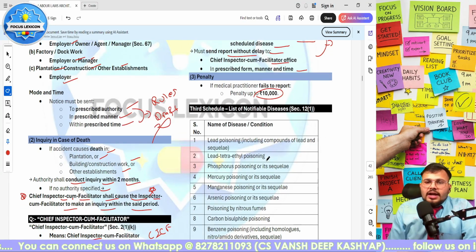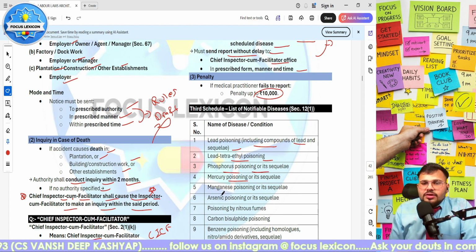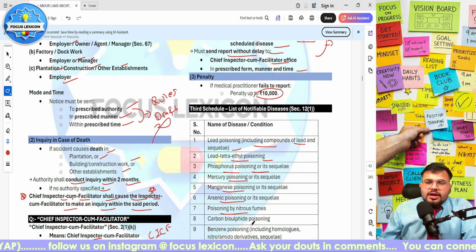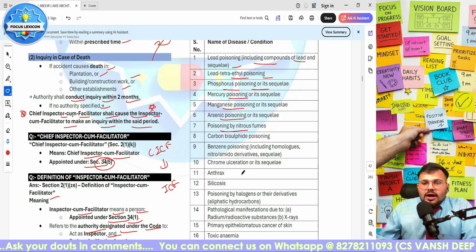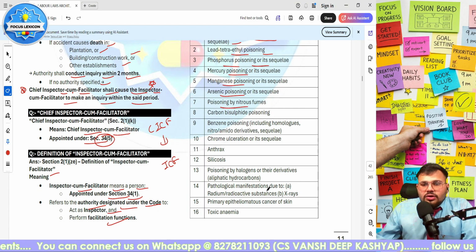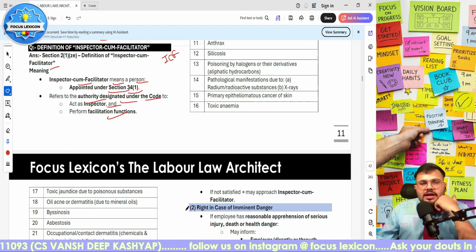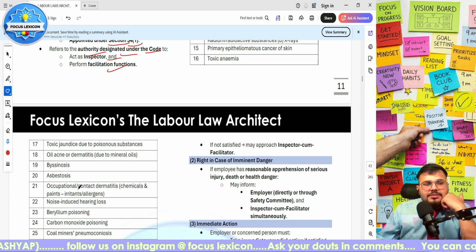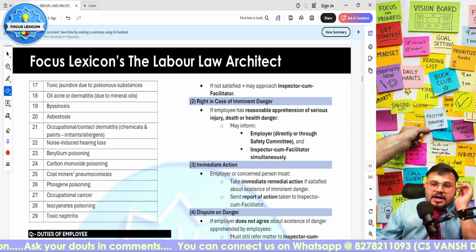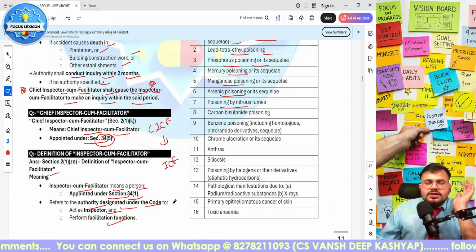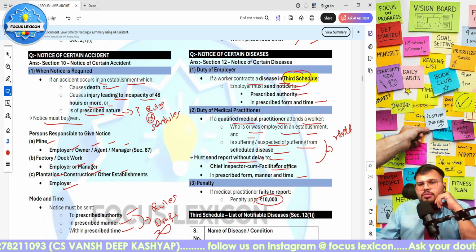Now, what is a scheduled disease? Lead poisoning, including compounds of lead and sequelae, lead tetraethyl poisoning, phosphorus poisoning, mercury poisoning, manganese poisoning, arsenic poisoning, poisoning by nitrous fumes, carbon bisulphide poisoning, benzene poisoning, chrome ulceration or its sequelae, anthrax, silicosis, pathological manifestations due to radioactive substances, primary epitheliomatous cancer of the skin, toxic anemia, toxic jaundice, oil acne, and occupational contact dermatitis. These are diseases that can spread through touch and contact, and these are all scheduled diseases. For these diseases, you have to give notice to the prescribed authority. Then the medical practitioner has to send the report to the chief inspector-cum-facilitator.